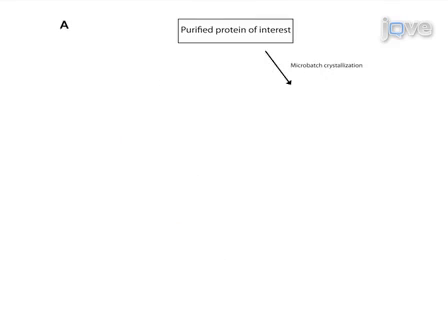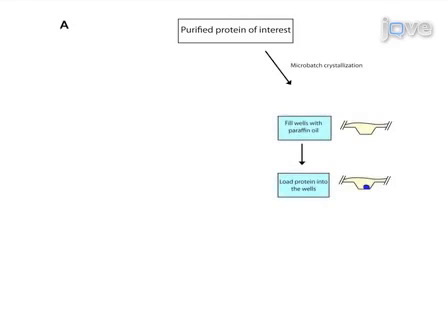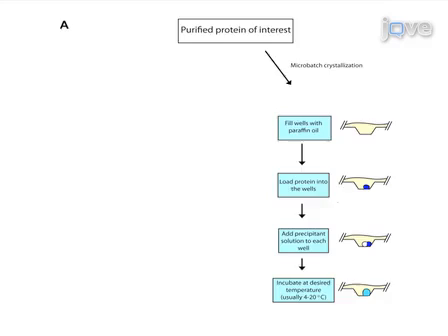Microbatch crystallization begins with filling the well with paraffin oil. The protein is then loaded into the wells, followed by the precipitant solution.